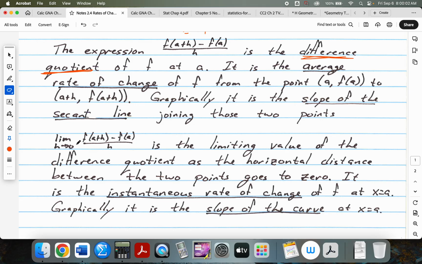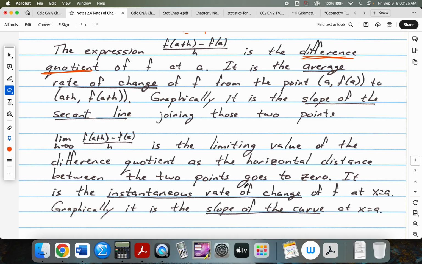Now, if we take the limit as h goes to 0 of the difference quotient, that's the limiting value of the difference quotient as the horizontal distance between the 2 points goes to 0. So, right, we're going to be at a, we're going to be at a plus h. We've got this horizontal distance. This point's not moving. This point is getting closer and closer to a.